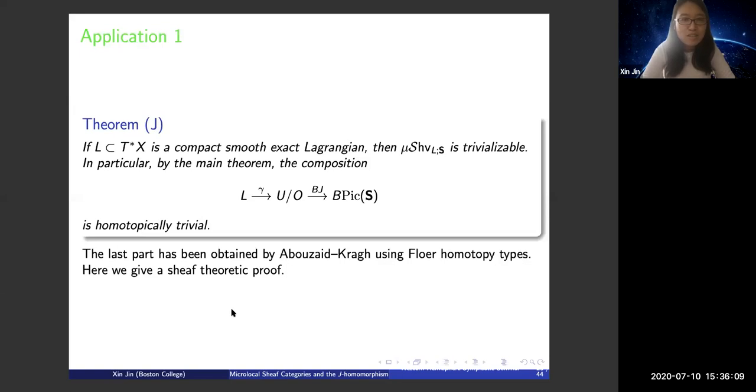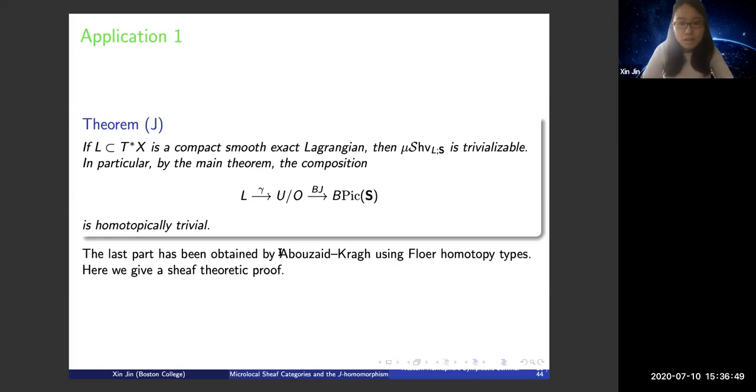The first application is that if you have a compact, smooth, and exact Lagrangian embedded inside T*X, then this mu sheaf is actually trivializable. In particular, by the main theorem, the composition of this map is homotopically trivial. This last part has been obtained by Abouzaid and Kragh using Floer homotopy types. Here we try to give a sheaf-theoretic proof.